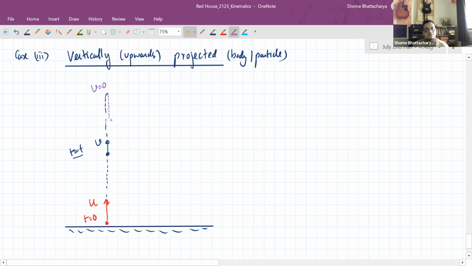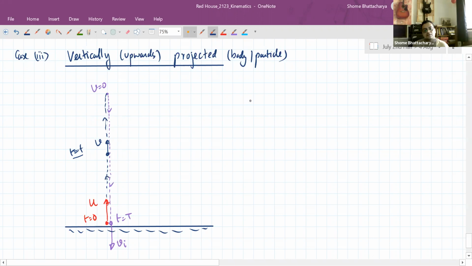So only for demonstration I'm showing it as a parallel line, but actually it will exactly overlap the line that it went up along, retrace that same path, and then finally come back and hit the ground exactly at the same spot. Again, for demonstration purposes I'm showing it like this, but actually the downward path exactly overlaps the upward path.